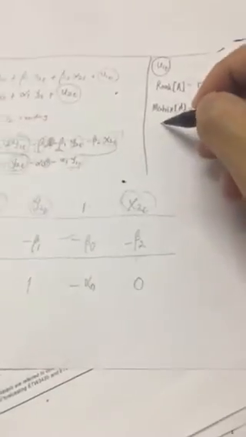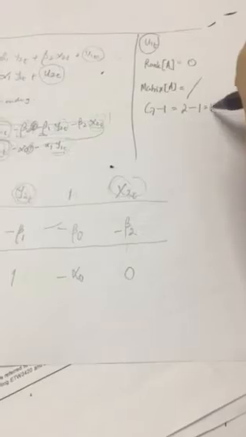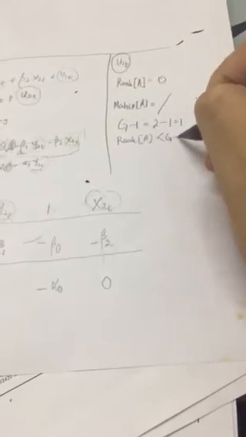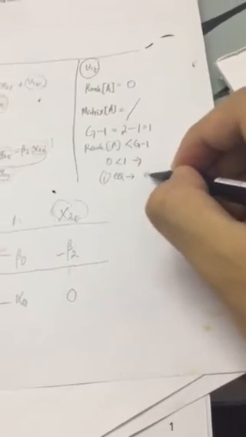So how many structural equations do we have? We have 2, and then we need to minus 1. So here rank A is less than G minus 1, which is 0 less than 1. So it means the first equation is not identified.